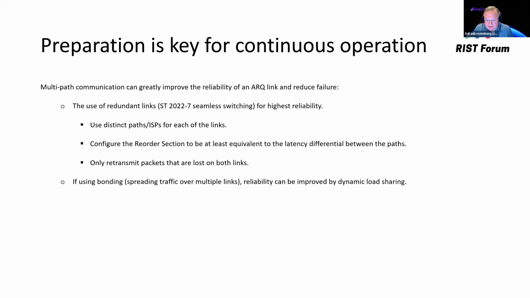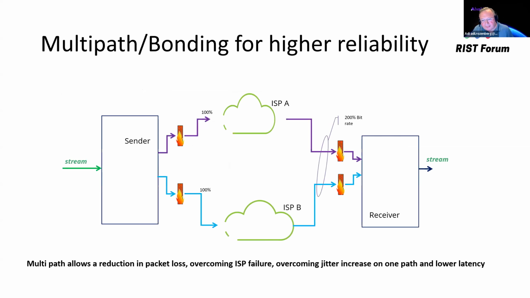meaning separating the traffic over multiple links, reliability can be improved by dynamic load share, which is one of the characteristics and capabilities of RIST. And here's an example. If we are using multipath, use two distinct paths and service providers. In this example, we send 2 copies, 100% on ISP-A, 100% on ISP-B, meaning that 200% will reach the receiver, but that will give you more reliability.